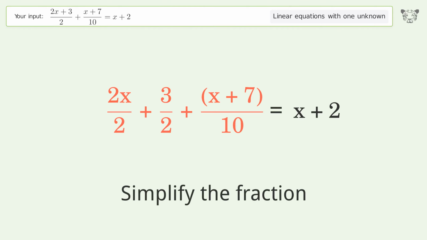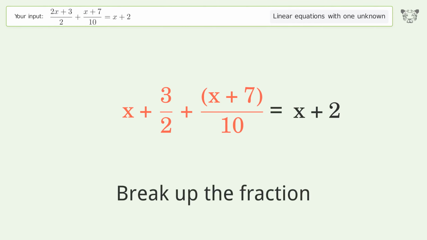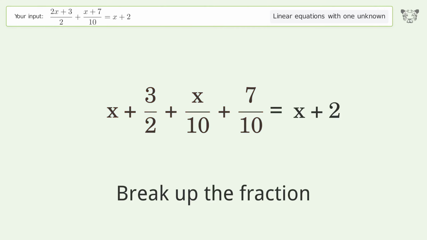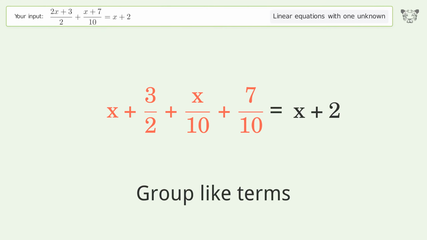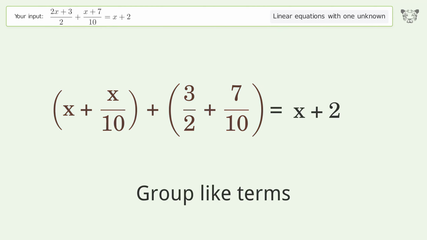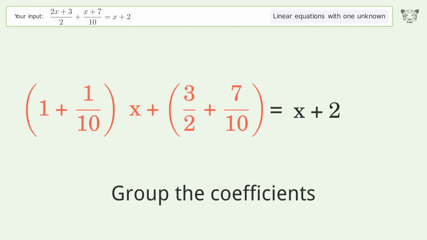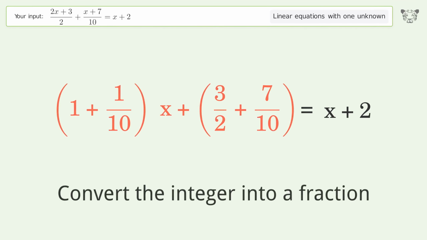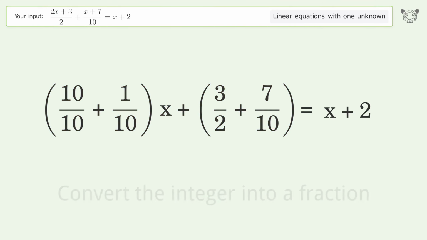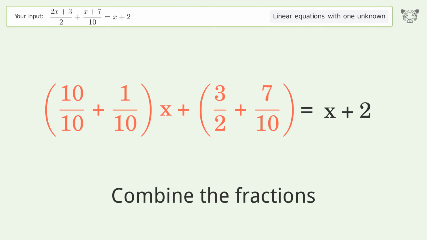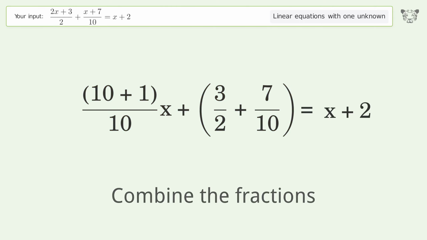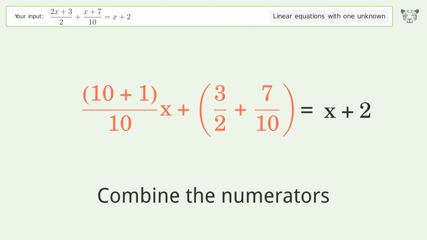Simplify the fraction. Break up the fraction. Group like terms. Group the coefficients. Convert the integer into a fraction. Combine the fractions. Combine the numerators.